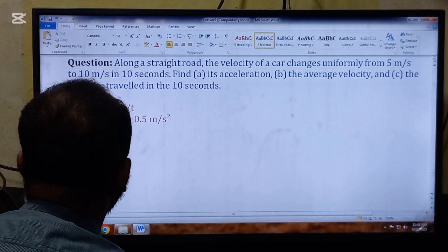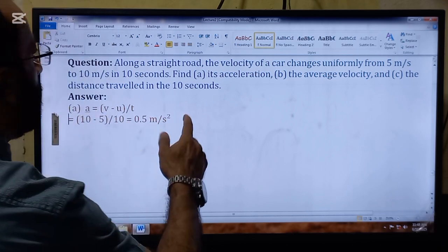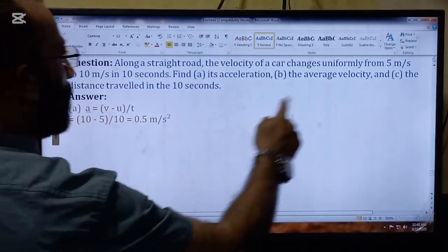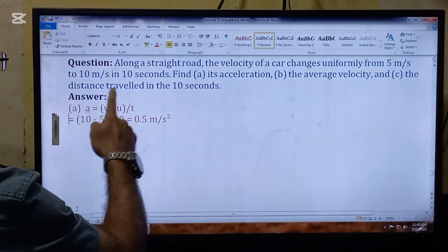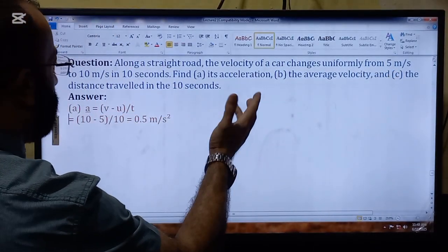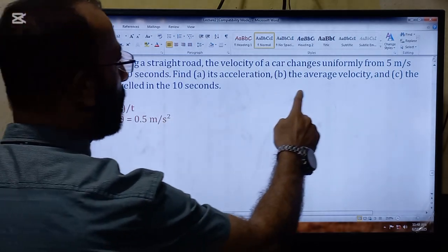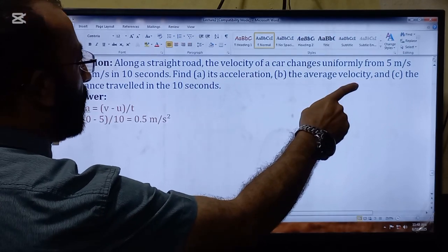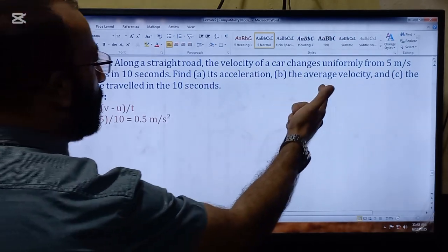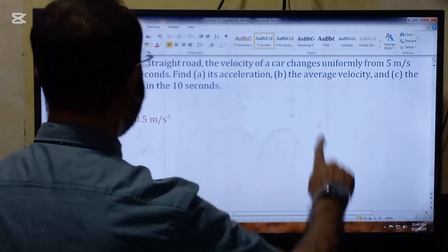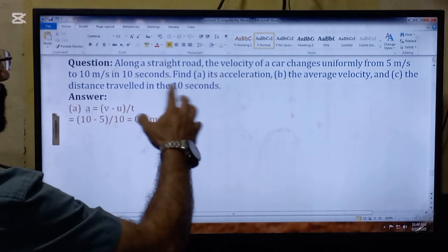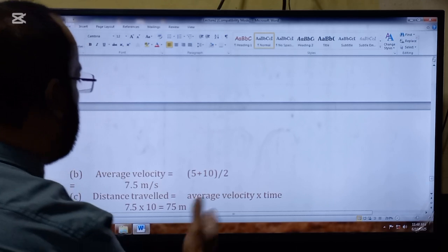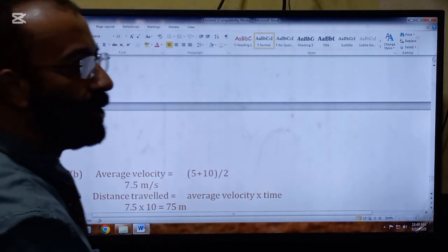Next question is: along a straight road, the velocity of a car changes uniformly from this to this. So this is the initial velocity, this is the final velocity, and time is this. Find its acceleration. This is very simple. B part, the average velocity, because both velocities are given, initial and final. So initial plus final divided by 2 will give us the average velocity. And C part, the distance traveled in 10 seconds. This is a much easier question, so you will solve it at home by yourself.